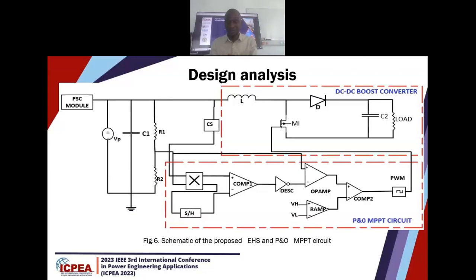And then we have a compensator circuit. The purpose of the compensator circuit is to stabilize the circuit, and it receives the signal from the decision circuit. Then we have a ramp signal generator, and here we have a comparator which compares the signal from the comparator and the ramp signal in order to send the PWM signal to drive the power MOSFET in order to achieve our output voltage.